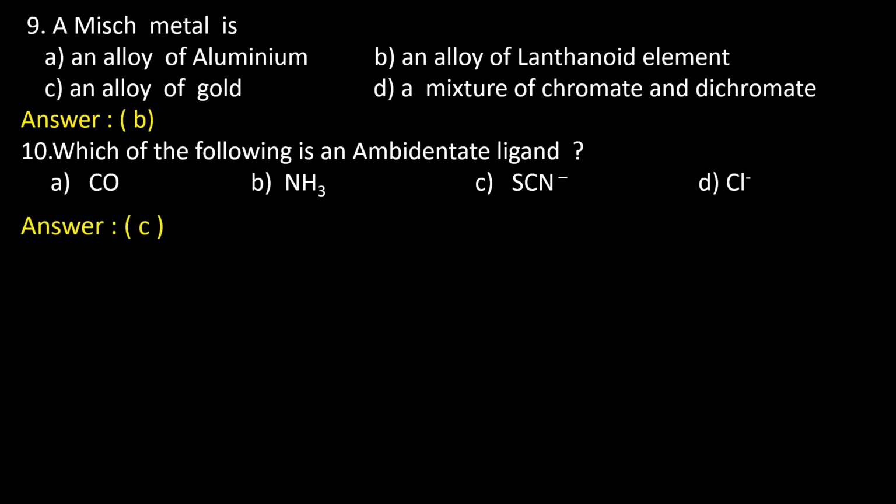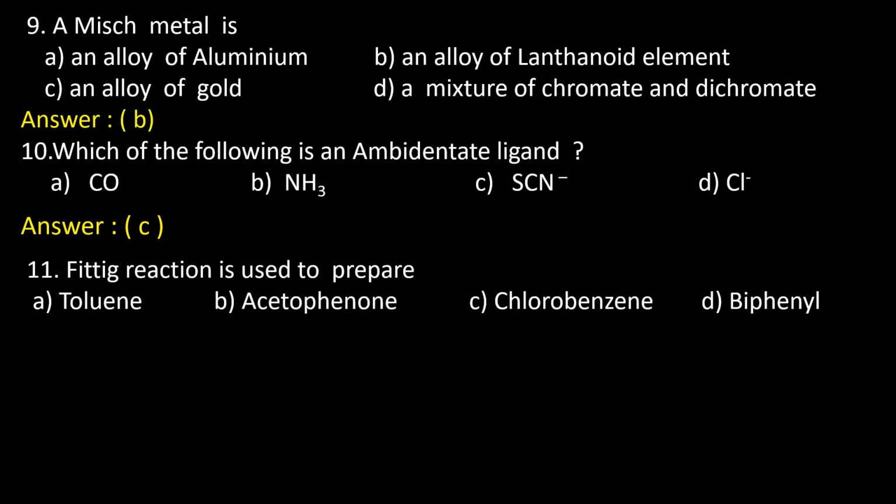Here it contains two donating atoms, that is ligating atoms. One is the sulfur and the other one is nitrogen. So that is the correct option. Ambidentate ligand is one which can form the coordination bond with the two donor atoms. So here sulfur and nitrogen both are the atoms which are capable of forming the coordination bond by donating the pair of electron. So that is the ambidentate ligand. So correct option is the option C.